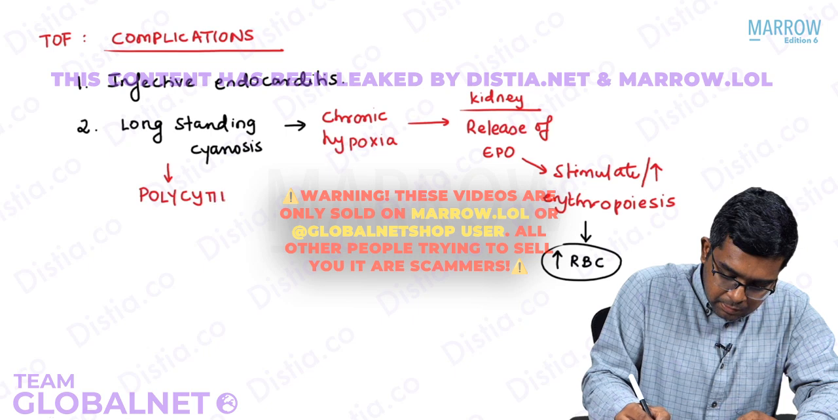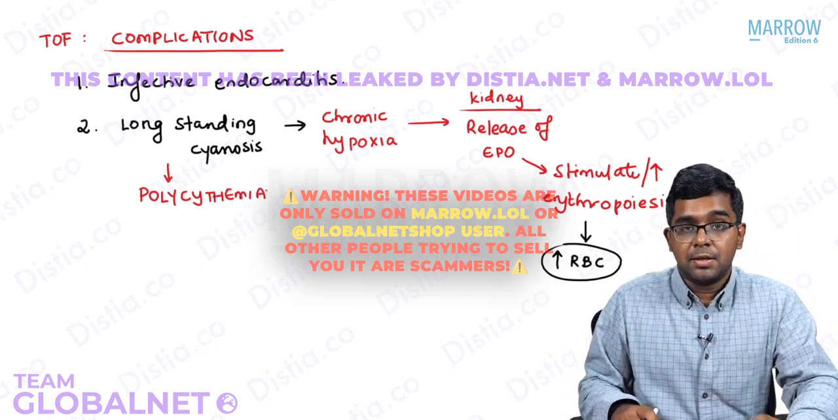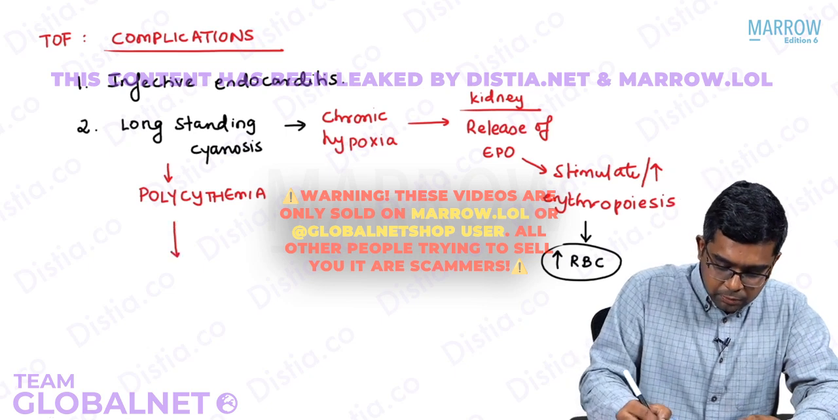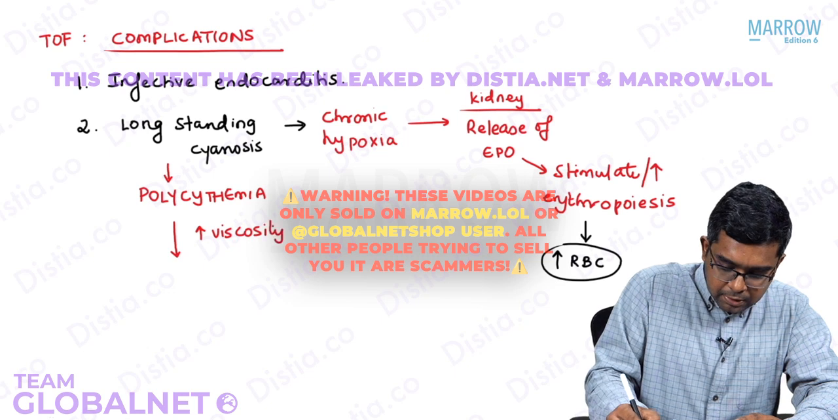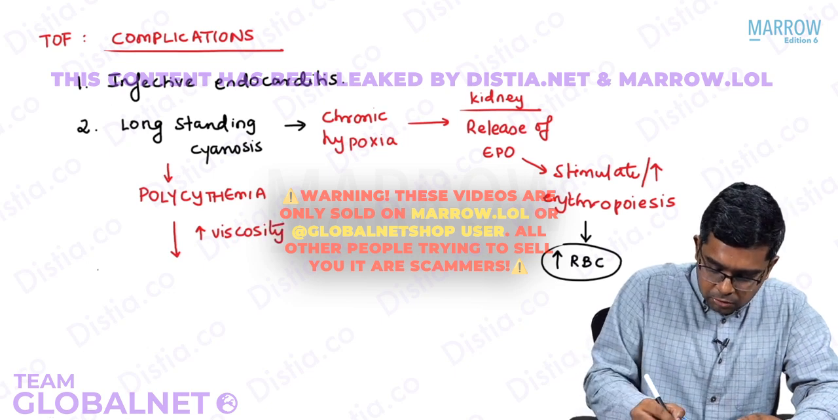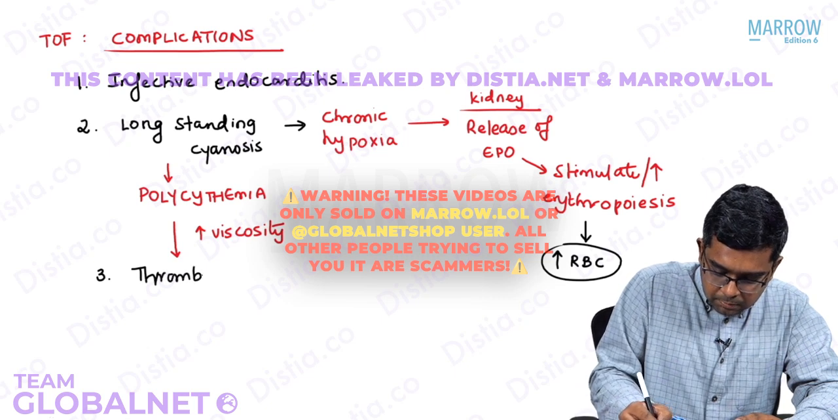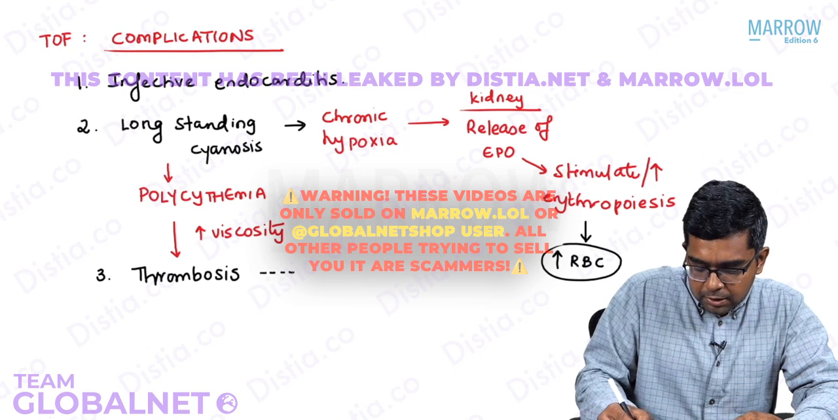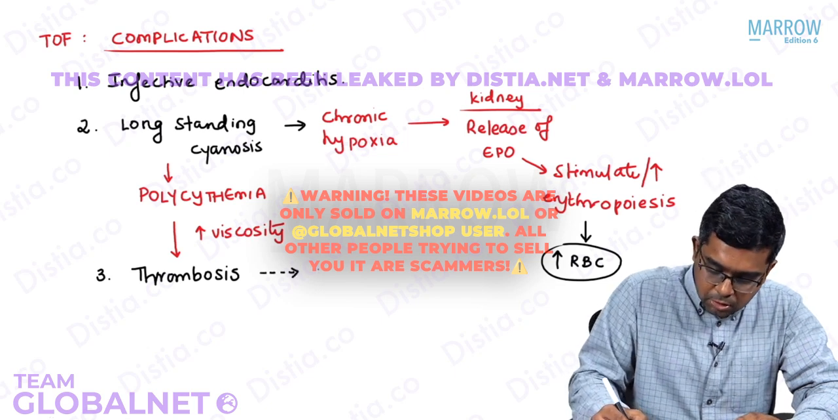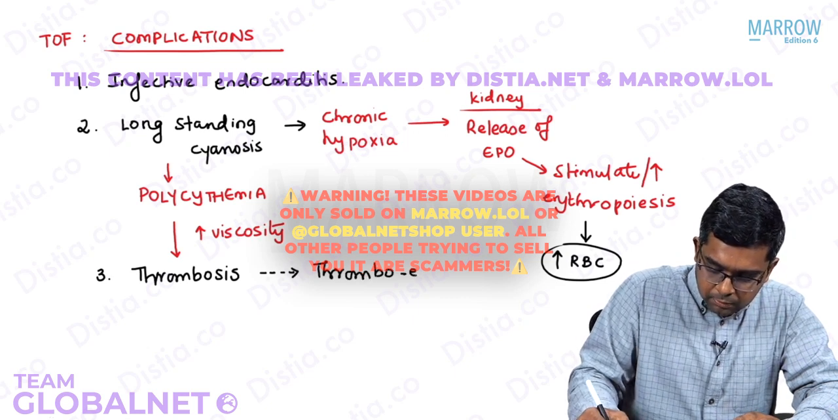Okay. Now, polycythemia is a condition of more RBCs in the circulation. So what would happen? It would increase the viscosity of the blood, and that can result in increased risk of thrombosis in the circulation. And some of these thrombi can become detached and enter into the circulation, causing thromboembolism. Okay, right.